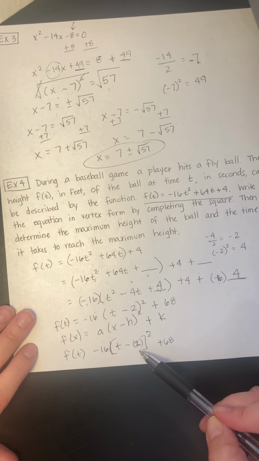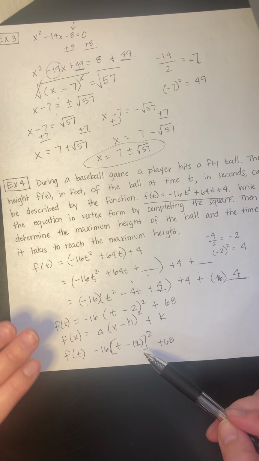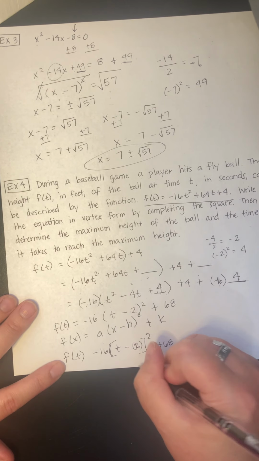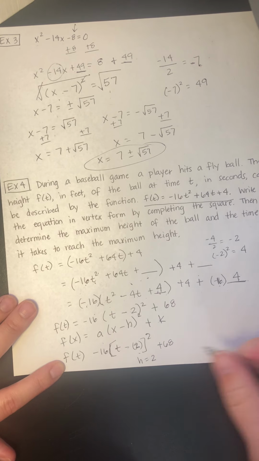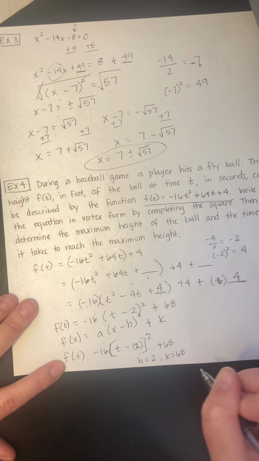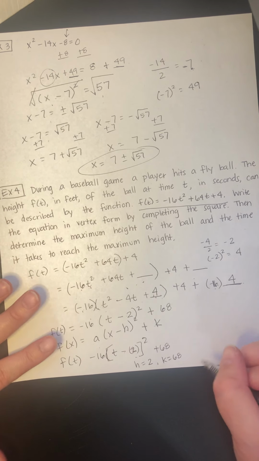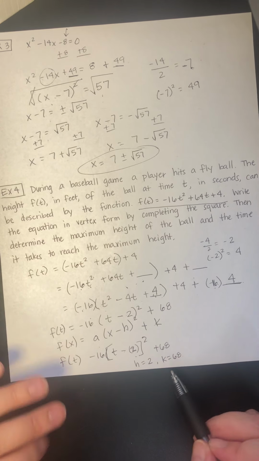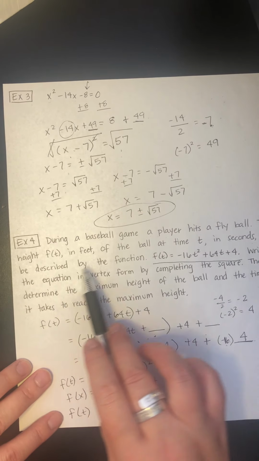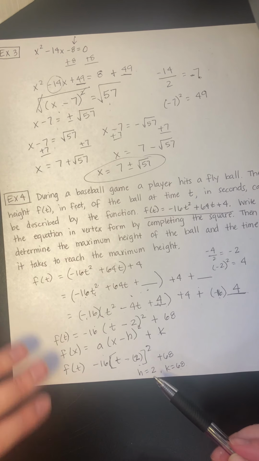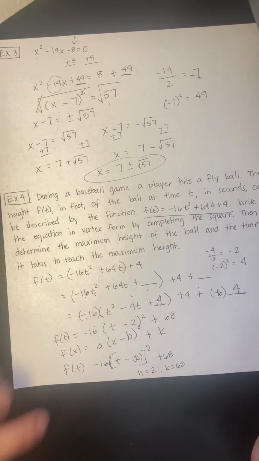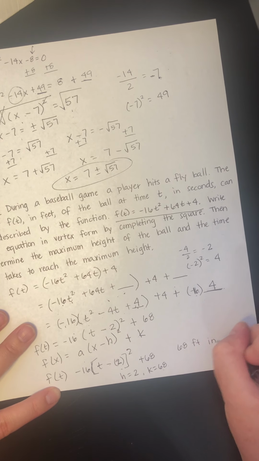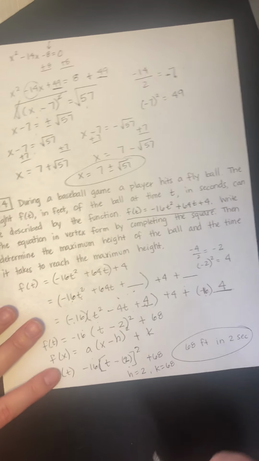So the h and the k are going to tell us the maximum height of the ball. So h right here is this number in parentheses. H equals 2, and k is the number on the outside, the constant. K equals 68. You can write that as an ordered pair, hk, so 2 comma 68, but they ask us the maximum height of the ball. It's 68 feet because they told us that it was in feet, and it took 2 seconds to reach 68 feet. So you can say the ball went 68 feet high in 2 seconds. And there you have it.